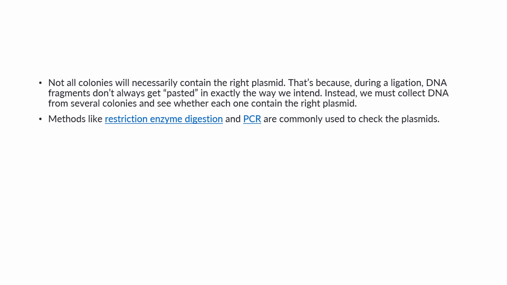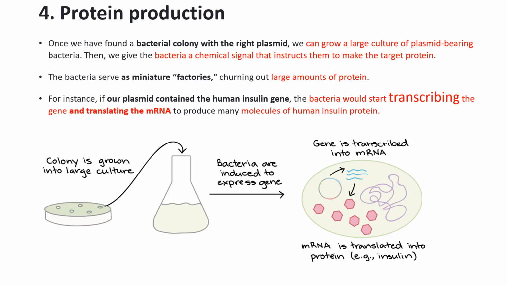Okay, so we're saying not all colonies will necessarily contain the right plasmid. That's because during ligation, DNA fragments don't always get pasted in exactly the way we intend. Instead, we must collect DNA from several colonies and see whether each one contains the right plasmids. Methods like restriction enzyme digestion and PCR, which is polymerase chain reaction, are commonly used to check the plasmids. Okay, and then we have now protein production.